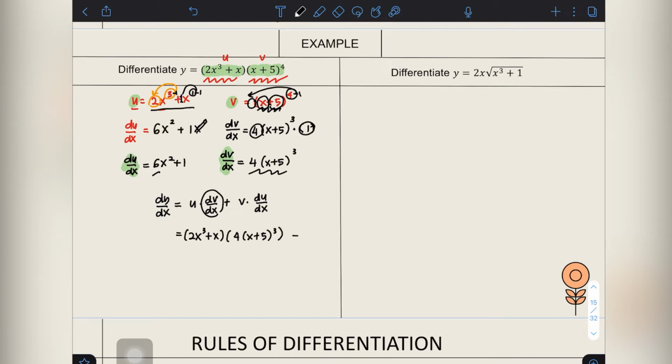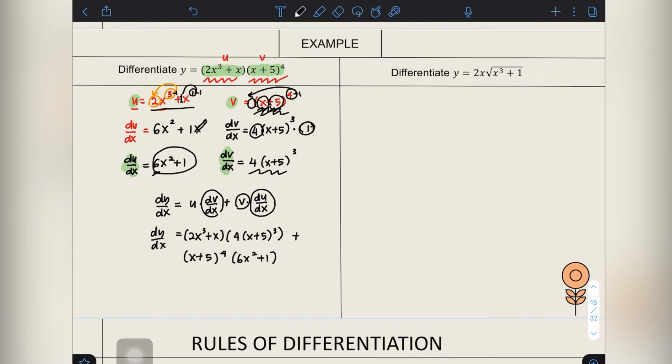Okay, plus v. What is your v? Your v is (x plus 5) to the power of 4. So write it here, (x plus 5) to the power of 4. Multiply by du/dx. So what is your du/dx? You have here 6x squared plus 1. Okay, class, by substituting these values in the product rule formula, you have actually done your differentiation process. The next step is just summarizing or simplifying your equation.